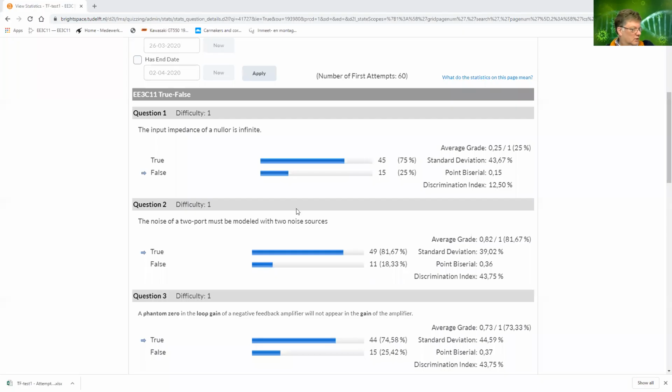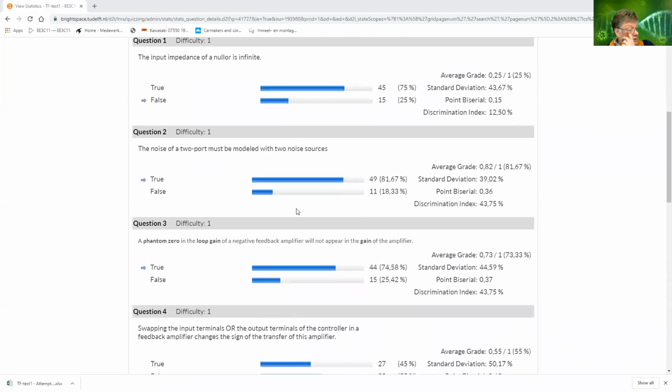And here we go to the next question. The noise of a two-port must be modeled with noise sources. Well, most of you did that okay. And basically, it's a matter of the definition, the theory that says, which chapter in the book was that, Anton? Sorry? That the noise model of a two-port, that is in a network theory, no, in noise, in chapter 19. Yeah.